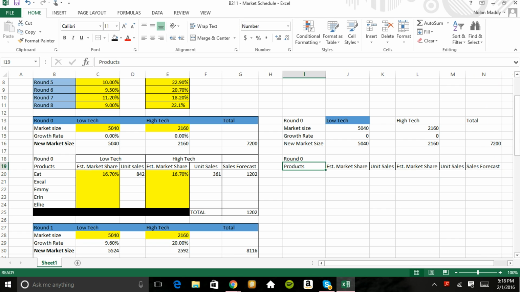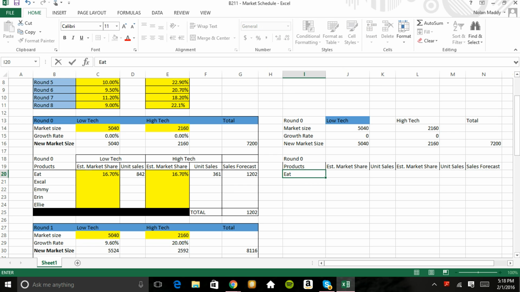So you get products, established or estimated market share for low tech, and the unit sales for low tech, estimated market share for high tech, and the estimated unit sales for high tech, and then the total will be the unit sales of low tech plus the unit sales of high tech, and that's what's going to give us our sales forecast.